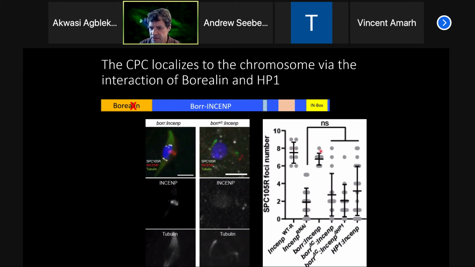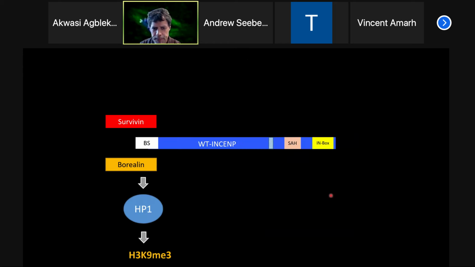Just notice that here's the wild-type spindle, here's the borealin INCENP fusion, indistinguishable in terms of kinetochore formation, but if you remove the ability of borealin to interact with HP1, no kinetochore assembly. Okay, so this led us to think that HP1, which is recruited to the chromosomes by a histone methylation in heterochromatin, recruits borealin, and that brings in the rest of the chromosome passenger complex.